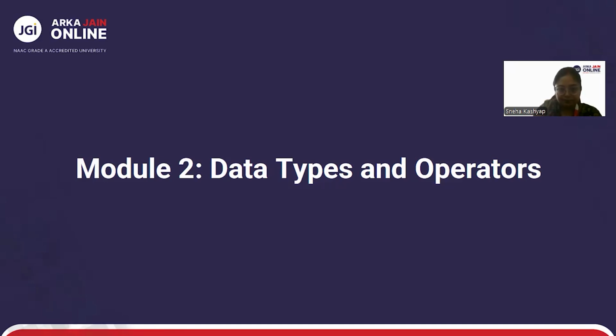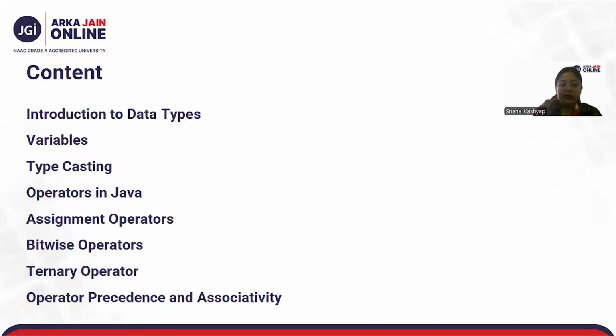So let's begin. Moving to the content part, the content covers the introduction to data types, followed by variables. What is typecasting? Typecasting is all about when we convert from one data type to another. Then operators in Java, assignment operators, bitwise operator, ternary operator, and operator precedence and associativity.